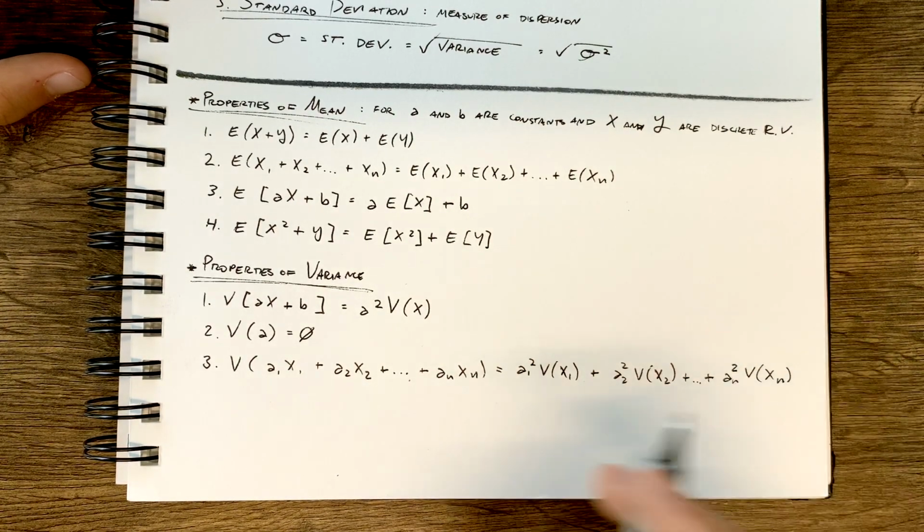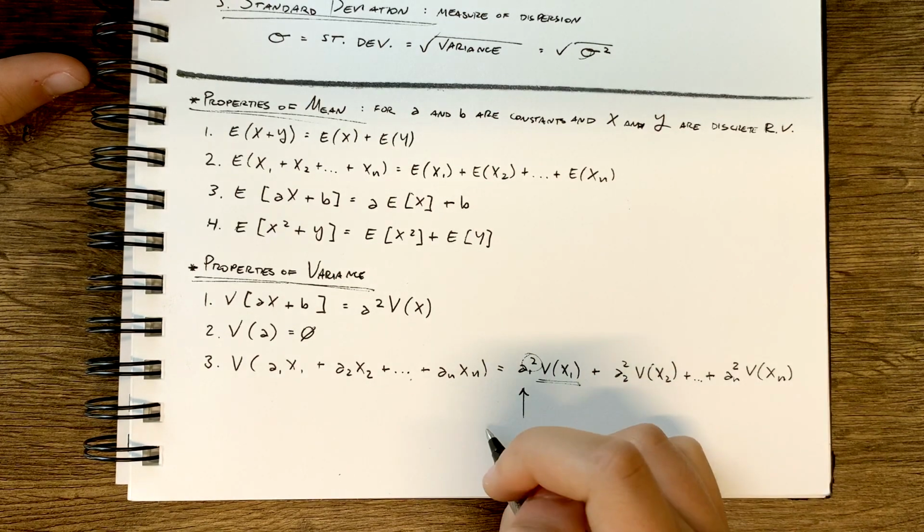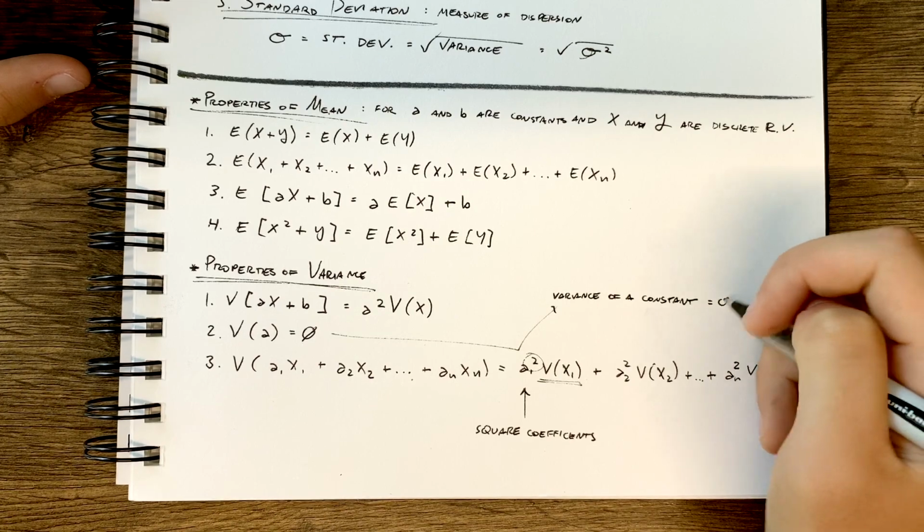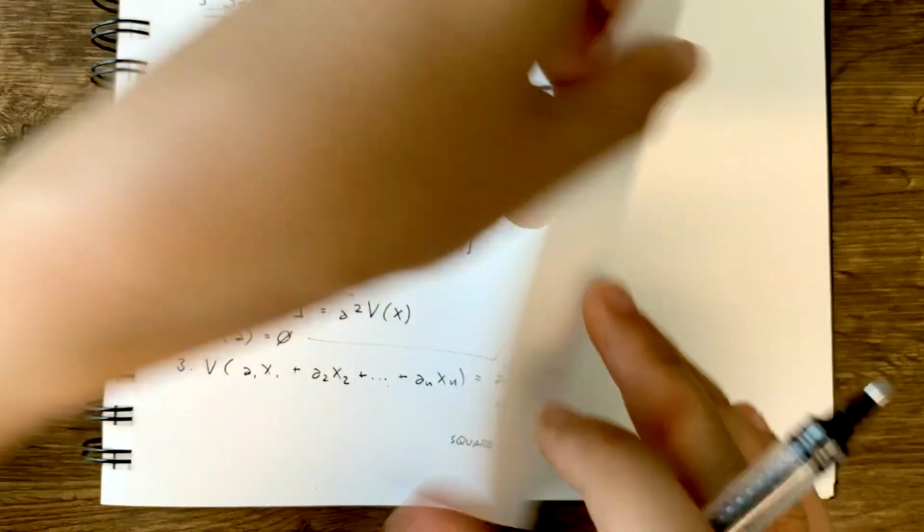And just to reiterate, when we take the coefficients outside of the variance equation, we'll have to square them, and also the variance of a constant is 0. All right, let's move on to an example.